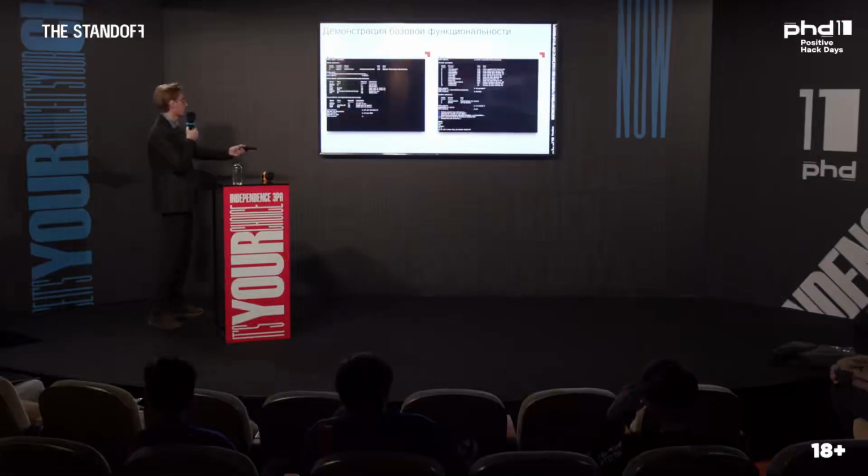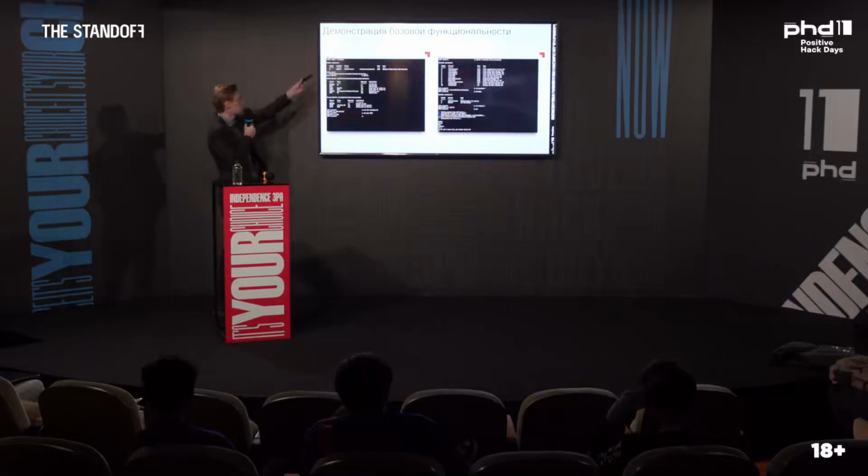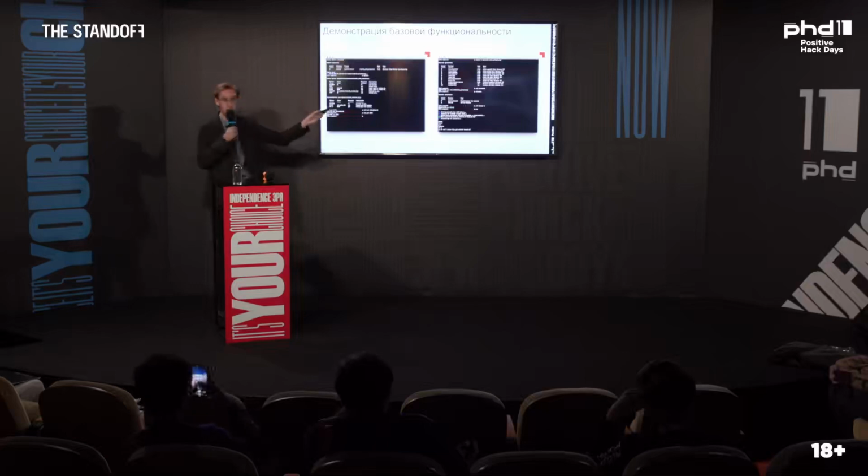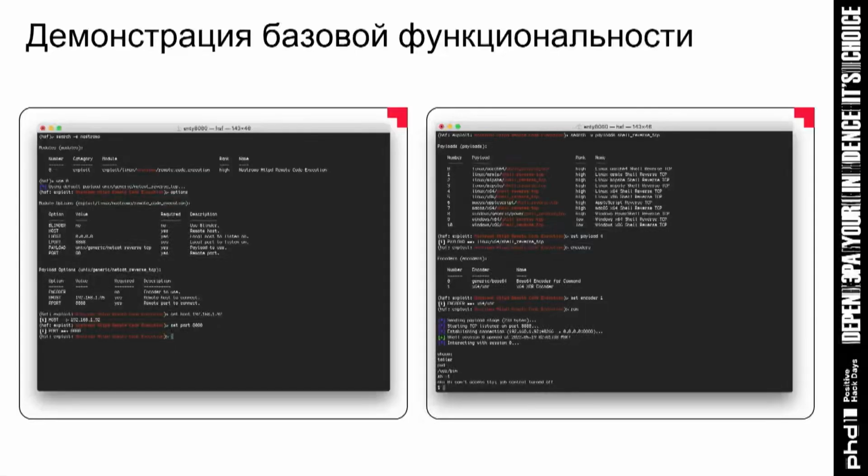Here you can see the basic functionality. Here we are looking for the modules exploiting vulnerabilities in the Nostromo web app. Then we select by ID, look for the options to be changed, then the host and port are set, then we determine the payloads which are available, then we install the payload, then we look at the encoders to work around the firewall or filtering, so we install it.